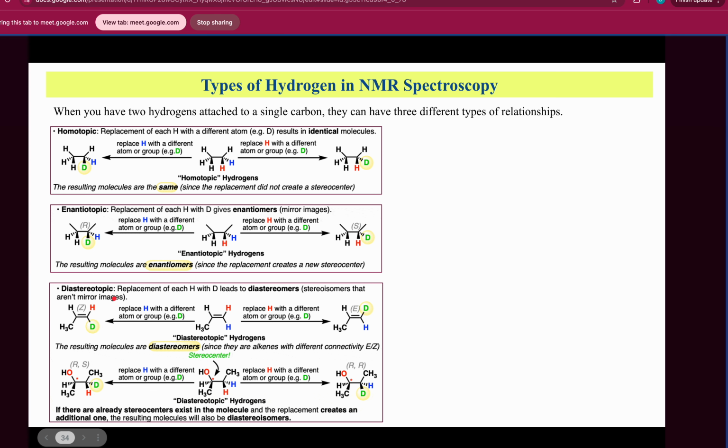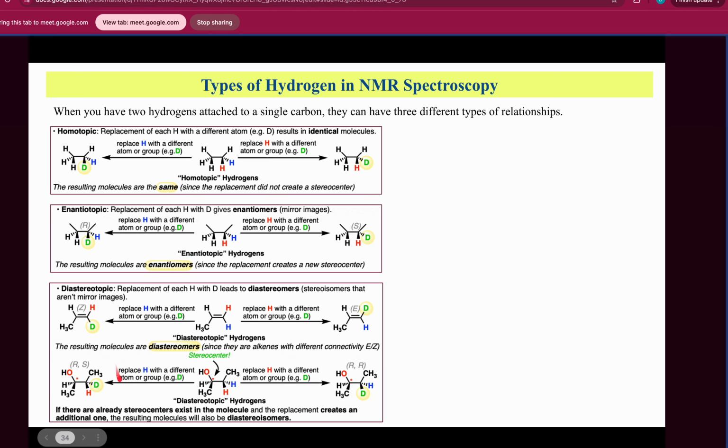Then comes diastereotopic hydrogen. So the replacement of each hydrogen with D leads to diastereomers. Diastereomers means they are not mirror images. So in this case, if this hydrogen is replaced with D, whereas in this case the red hydrogen is replaced with D, in both of these cases they are diastereomers, because they are alkenes with different connectivity, so there will be a change in the stereo center in both of these cases. And in this scenario, because there is a double bond involved, this will also bring about a change in the NMR spectra which we will be observing.